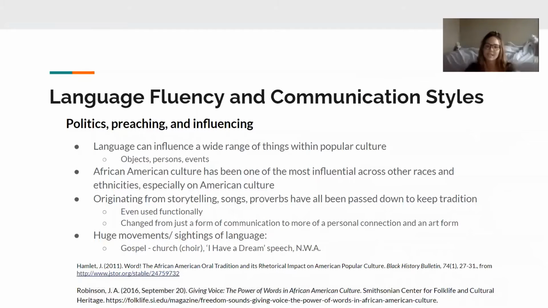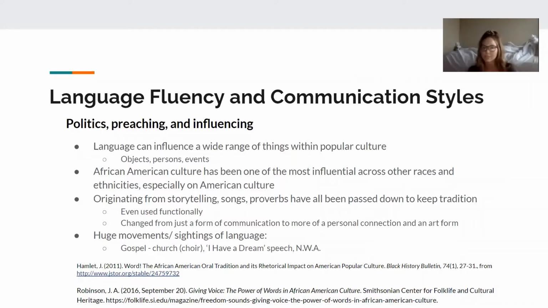Language, fluency, and communication styles. So this slide is basically going to go over politics, preaching, and influencing. Language can influence a wide range of things within pop culture, things like objects, people, and events. African American culture in general has been one of the most influential of those across our other races and ethnicities, especially on American culture itself.